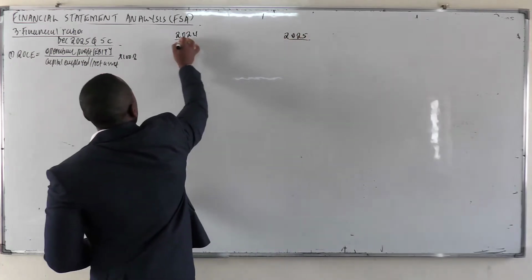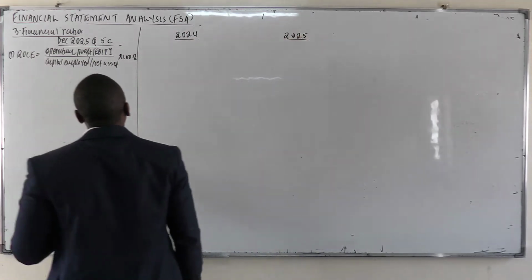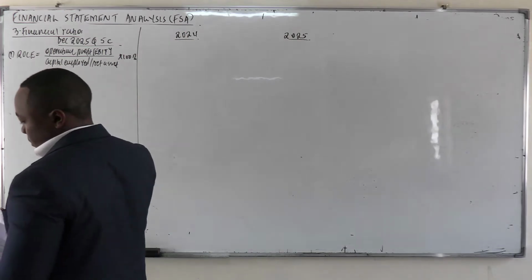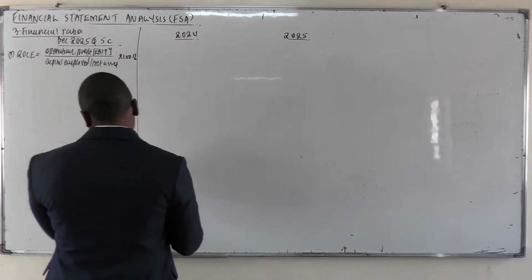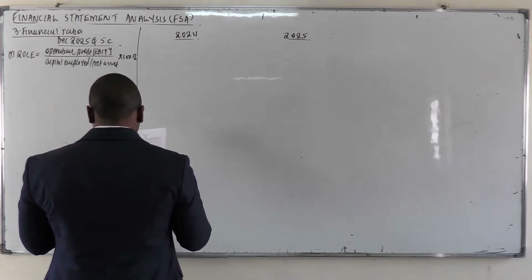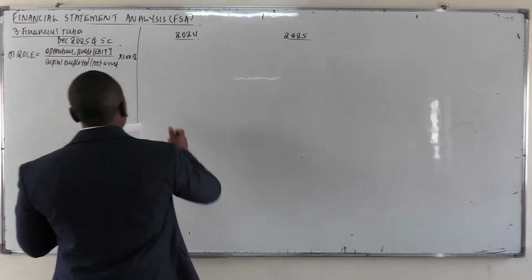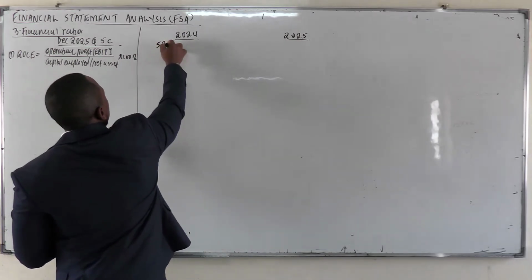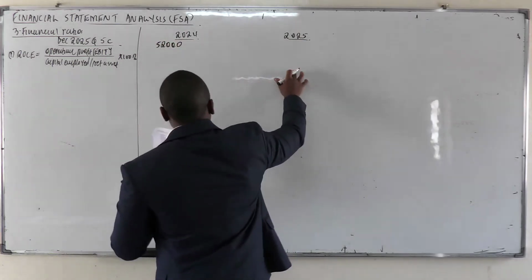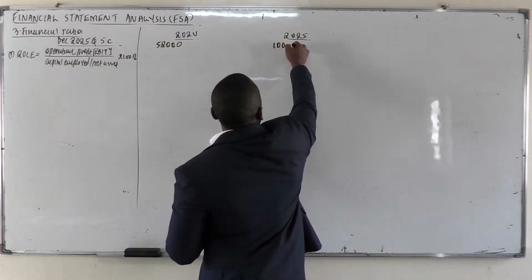So how do you determine that? Take the operating profit, you get the operating profit from the income statement. So from the statement of profit or loss, the operating profit here is an amount of 52. Here it's an amount of 100,000.